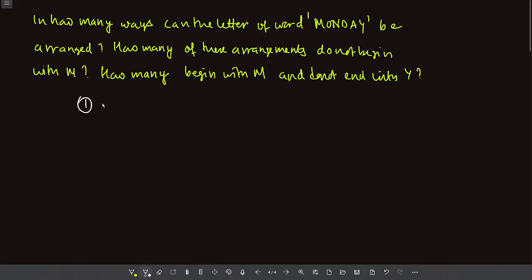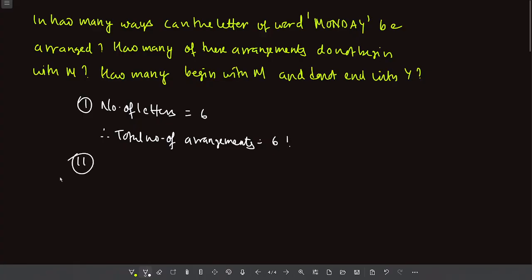Okay, that is correct. Number of letters equals 6. Therefore, total number of arrangements equals 6 factorial. Okay, it is correct. Now, what do you say for the second? How many of these arrangements do not begin with M?